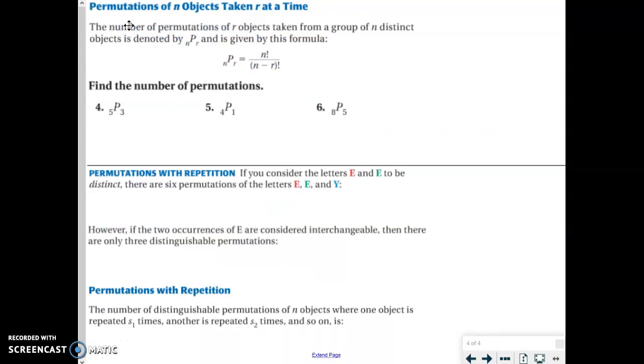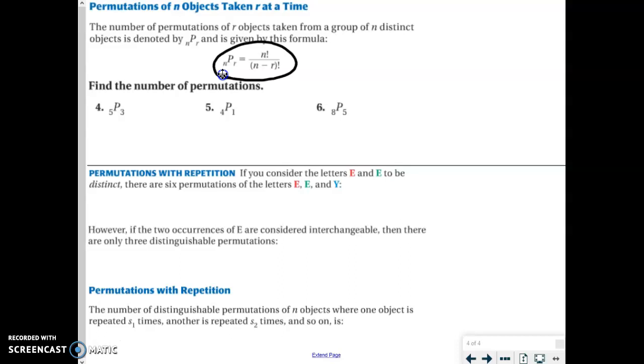So the number of permutations of r objects taken from a group of n distinct objects is given as nPr, which is n factorial over the difference of n and r factorial. So in this case, and in all of these, again, we have a formula that we can use, and we also have our calculators, which we're going to go back to right now.